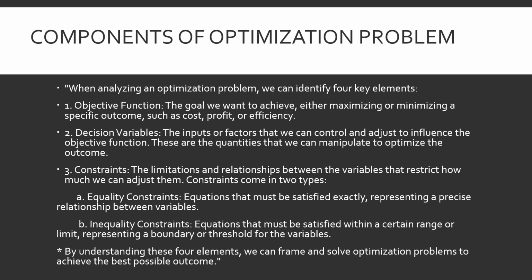Let's look at some components of optimization problems. When analyzing optimization problems, we can identify four key terms. That means there are four main key terms that we will definitely identify when we are analyzing computer optimization problems: objective function, decision variables, constraint, equality constraint, inequality constraint. So these are all key elements that we will identify when we ought to analyze computer optimization.